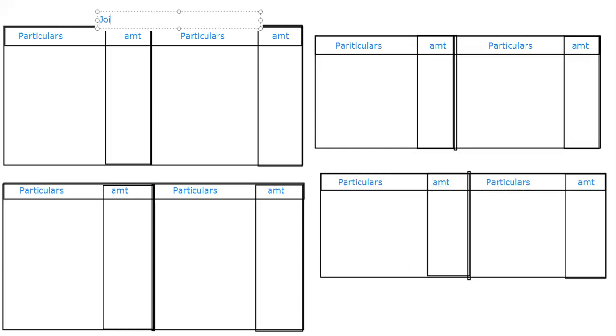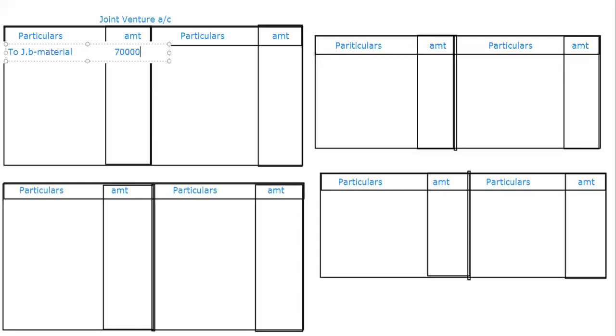So here first is the joint venture account. What all we have recorded in the journal entries, the same things we are going to post here. So first is joint bank, which was on materials, worth 70,000. Then again joint bank, which is wages paid, worth 30,000.